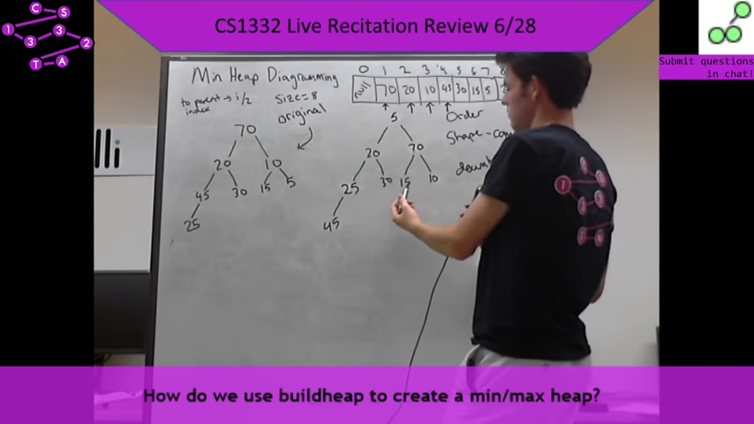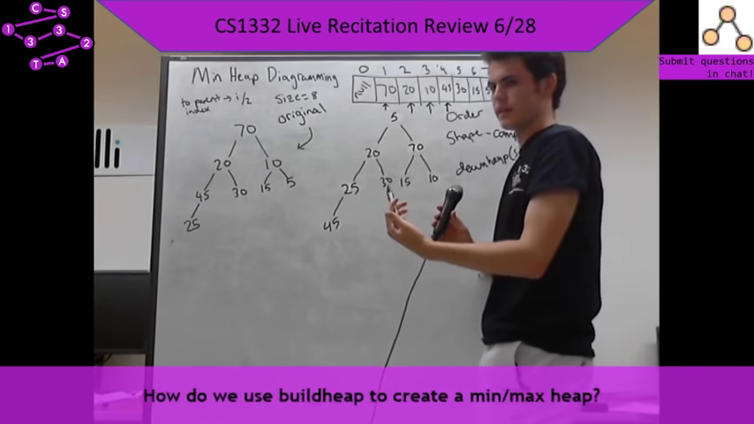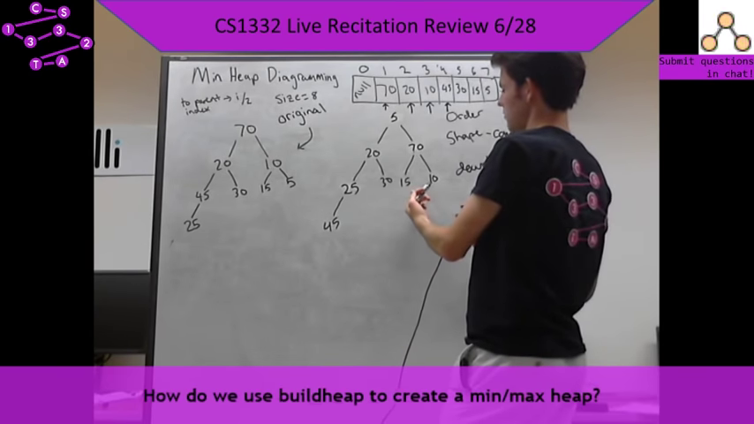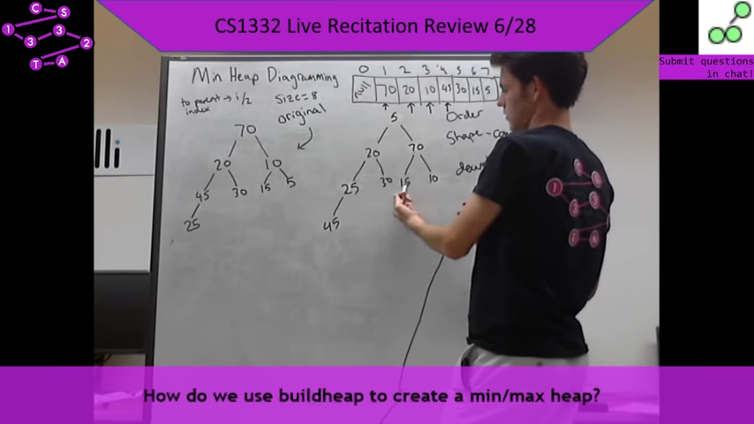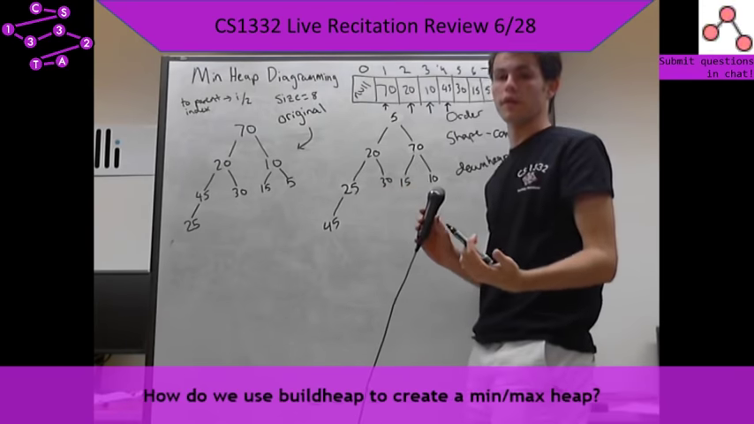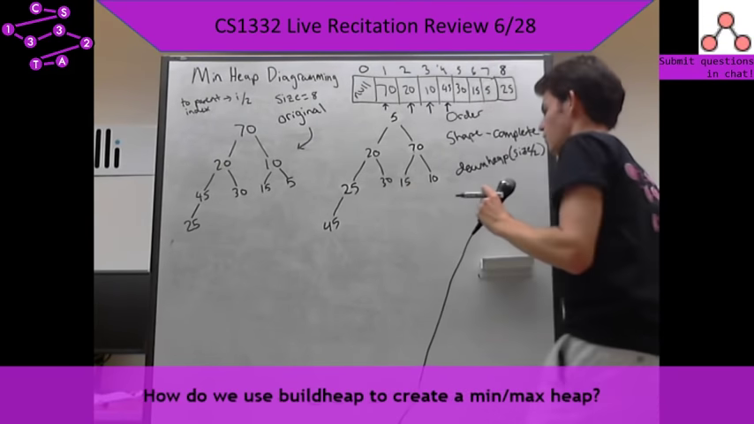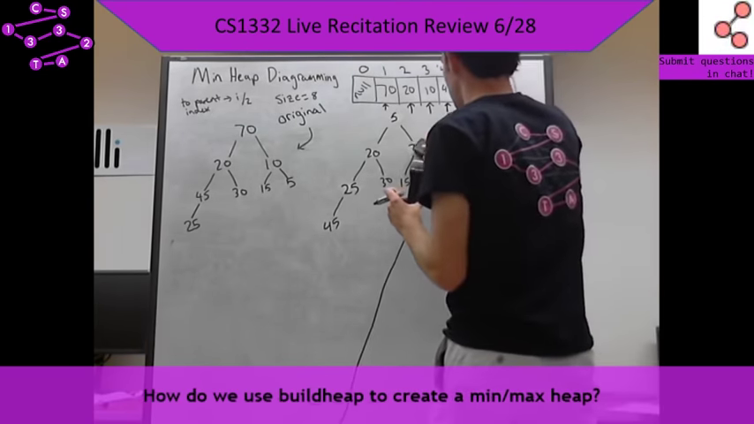I say, what is the min child between 15 and 10? It's 10. And I say, 10, the minimum element out of its children, is it smaller than its parent? It indeed is. So I'm going to swap 70 and 10.